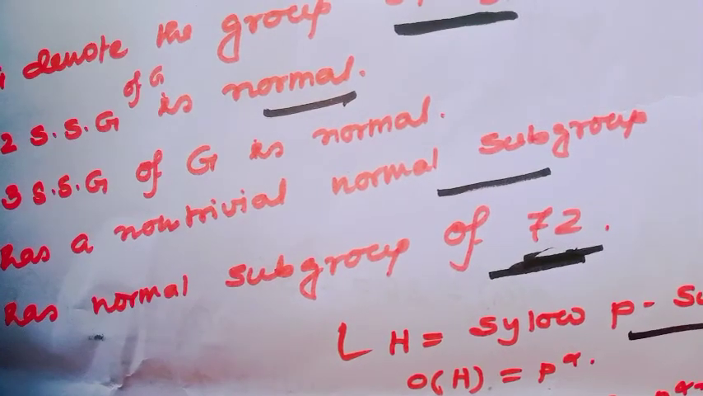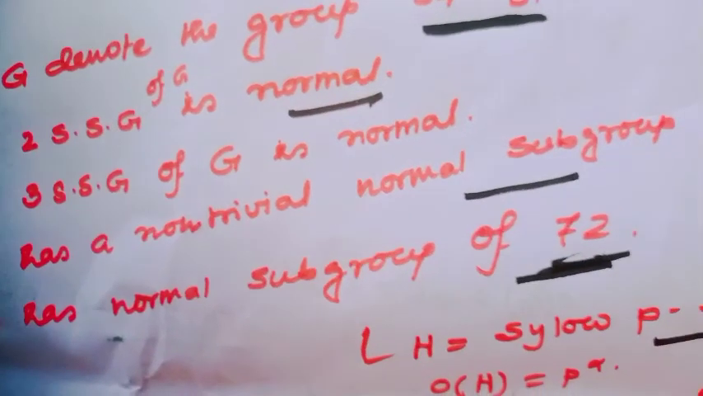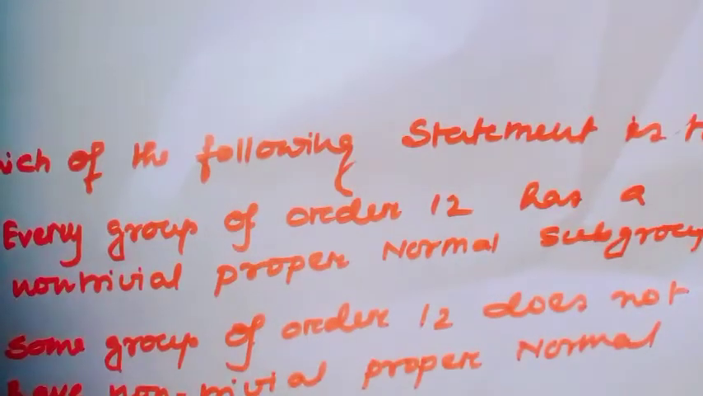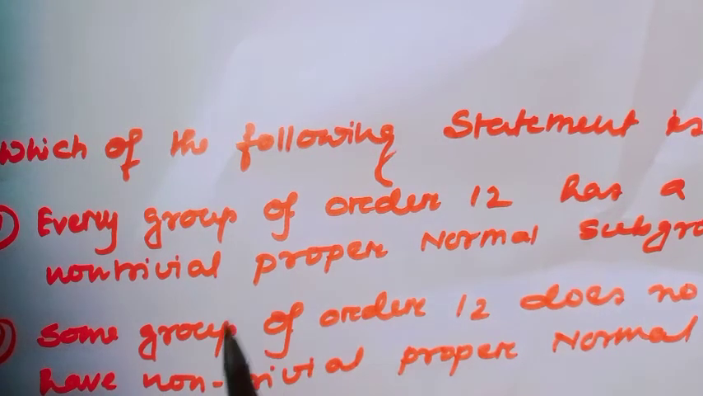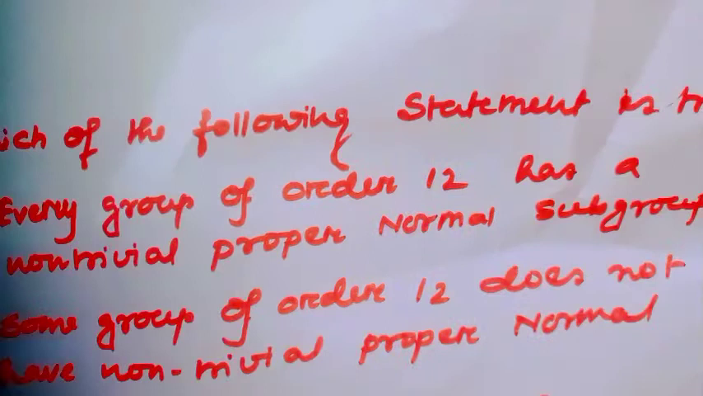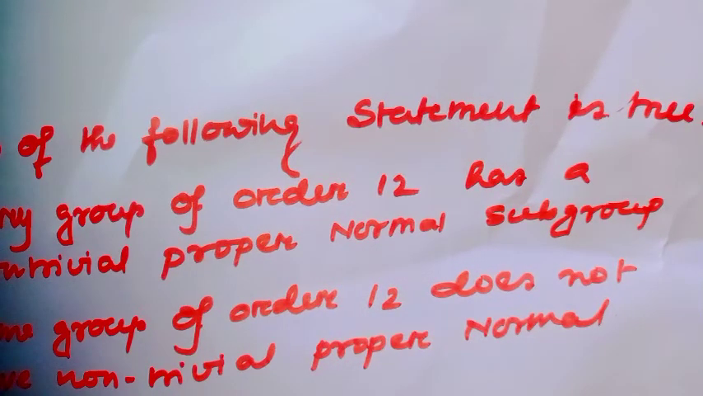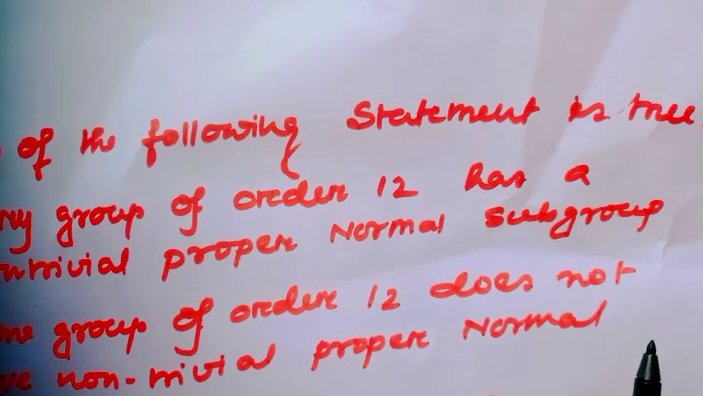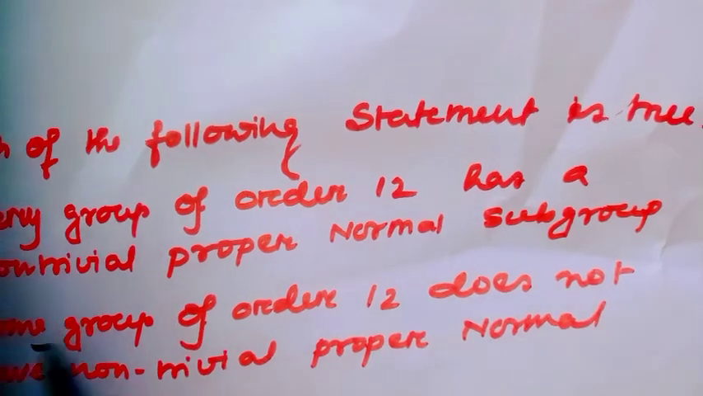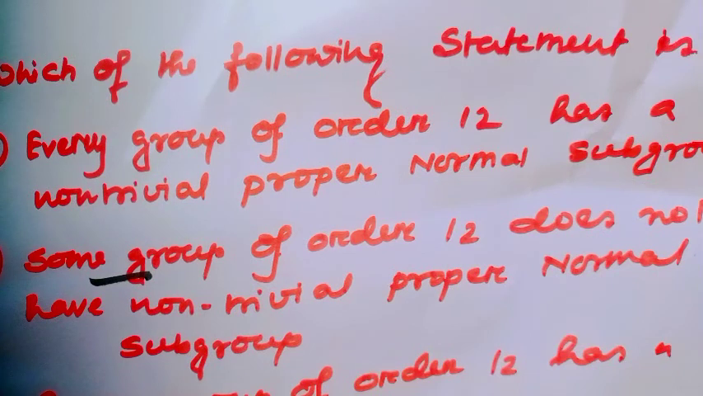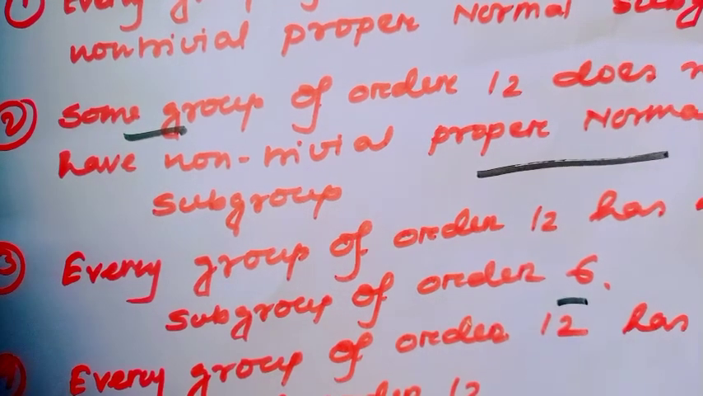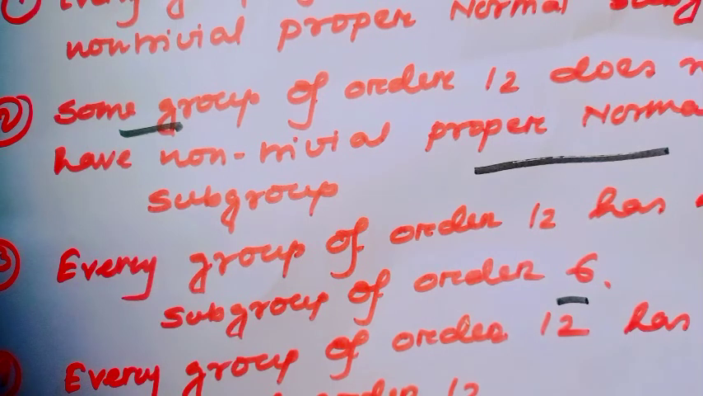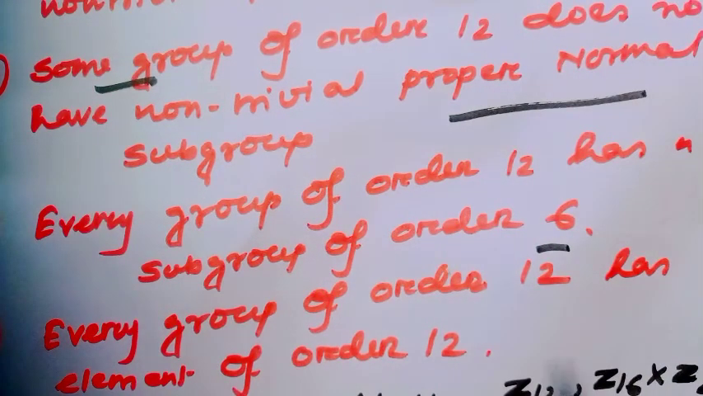G has a non-trivial normal subgroup and also G has a normal subgroup of order 72. I will say a similar type of question which had come in the GATE exam. Which of the following statements is true? Option 1: every group of order 12 has a non-trivial proper normal subgroup. Option 2: some group of order 12 does not have a non-trivial proper normal subgroup. Option 3: every group of order 12 has a subgroup of order 6. And option 4 says every group of order 12 has an element of order 12.